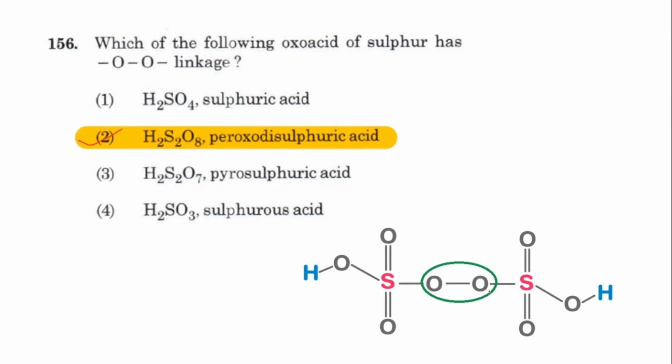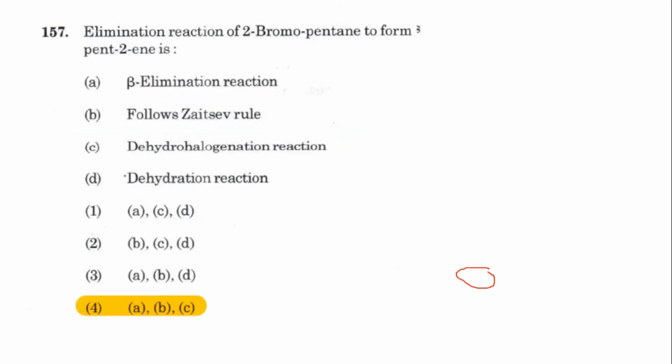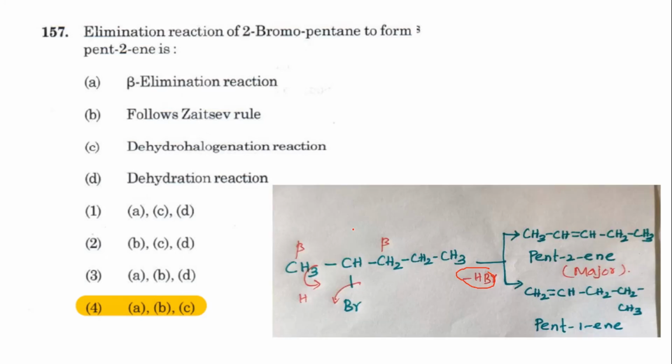Peroxydisulfuric acid. This is the structure of peroxydisulfuric acid. Here the oxygen-oxygen linkage is present. Next, the elimination reaction of 2-bromopentane to form pent-2-ene. So for the correct option, beta elimination reaction follows the Zaitsev rule, dehydrohalogenation reaction and dehydration reaction, we have to find out. So this is a reaction.